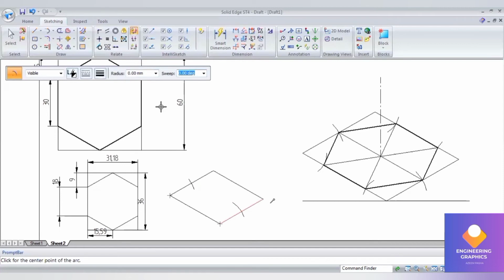15.59. Now for the opposite ends we should cut it for 9 mm. So totally 4 arcs I have to cut. Give the radius 9 mm, and here also I can give the radius 9 mm. Same way for the opposite end also you can cut it for 9 mm. Join all these arc points with the thick line.